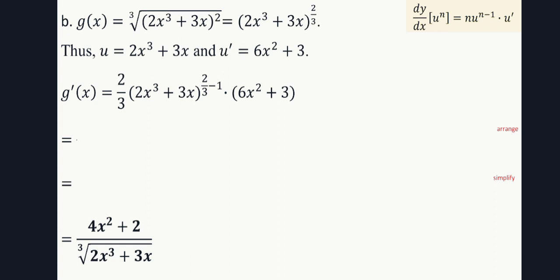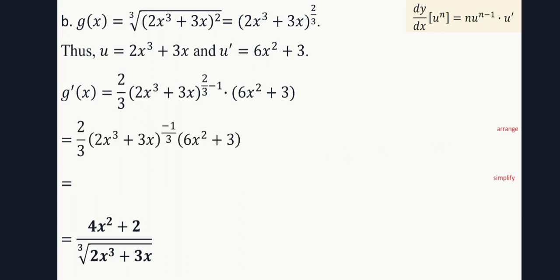Ulitin lang natin paano nakuha yung 6x squared plus 3, applying the basic differentiation rule. Okay? So, yung derivative ng 2x cubed, that is 6x squared, and derivative of 3x is 3. Therefore, the derivative of g of x is equal to, drop the exponent, which is 2/3, copy the given, subtract your exponent by 1, then multiplied by your u prime. Yung nakuha natin kanina yung derivative.